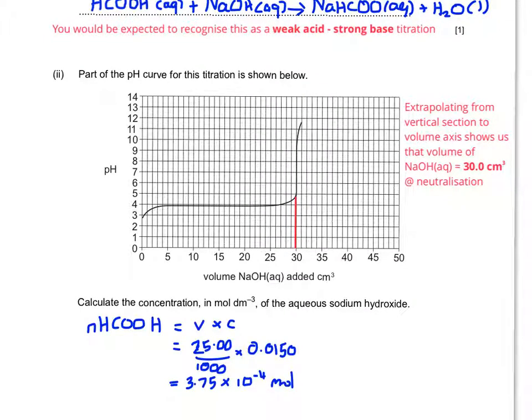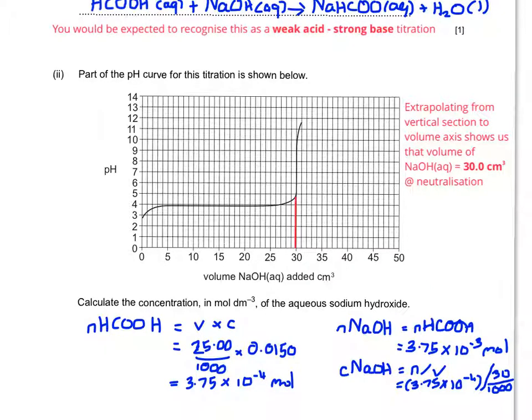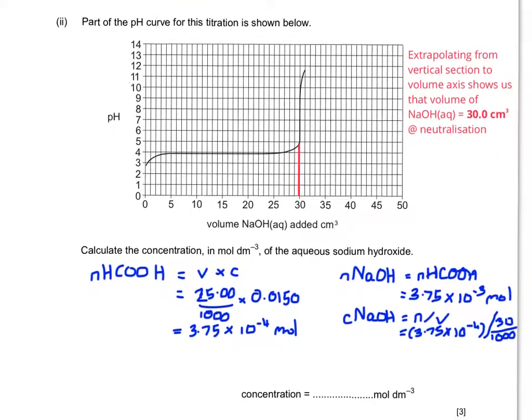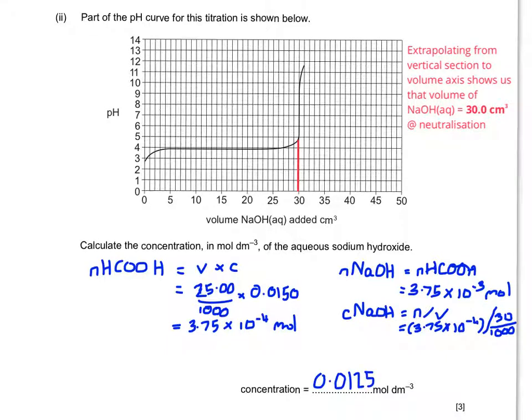So that gives us 3.75 times 10 to the minus 4 moles. So we can work out the concentration of sodium hydroxide by assuming you have the same number of moles of sodium hydroxide. And we know the volume is 30 centimetres cubed, so it has to be converted to decimetres cubed by dividing 30 over 1,000. So we do 3.75 times 10 to the minus 4, the number of moles, over 30 divided by 1,000. So bring the page down a bit so we can put that in. That gives us 0.0125.